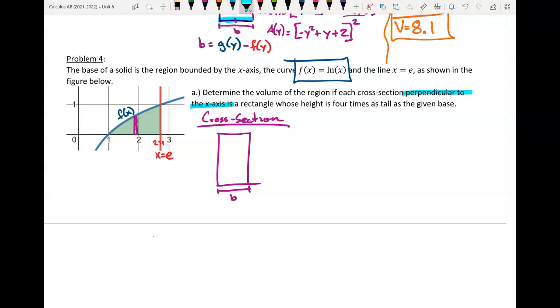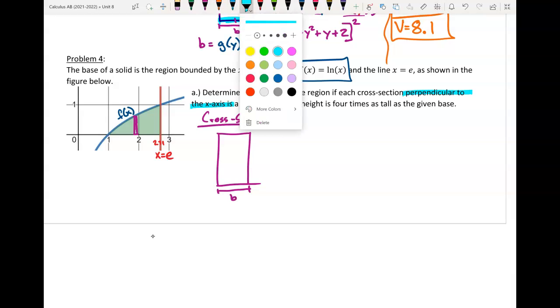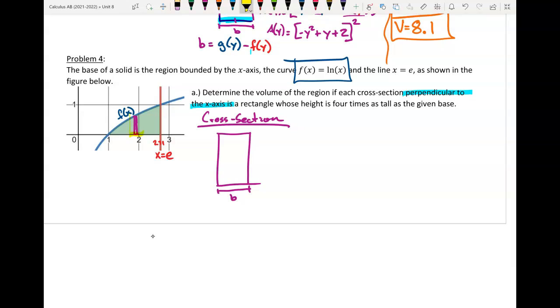Again, that is the base that I drew here, my base down here. Okay, and then the height. What does it give me for the height? It says the height is 4 times as tall as the given base, so that should be 4b. So how do I find my area?